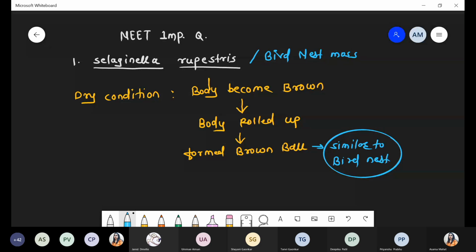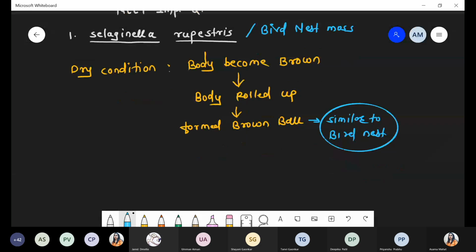Another question again from Selaginella, and this question was already asked in NEET 2013: seed habit. Remember this point. Selaginella is the species where seed habit can be observed for the first time. I'm not talking about seeds being present. Remember, gymnosperms and angiosperms are the two groups of the plant kingdom where seeds are present. In Pteridophyta seeds are not present, but we observe seed habit.